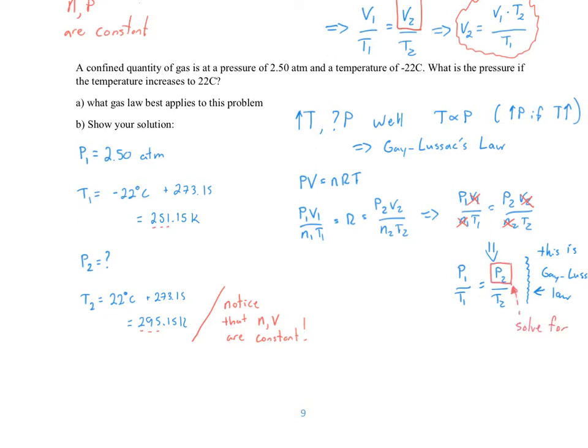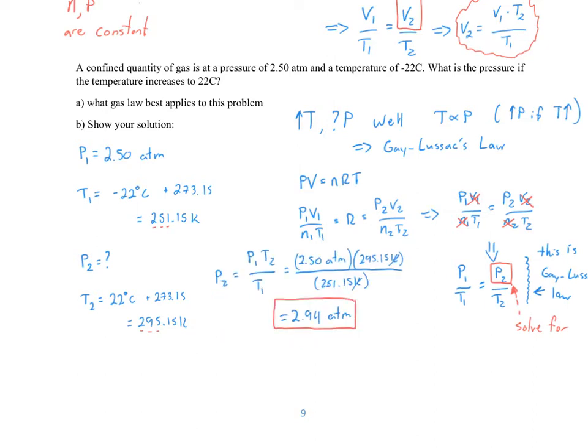Now what we need to do next is solve for P2. That's our missing parameter. So we're going to multiply both sides of this equation by the final temperature, or T2, and we'll be left with a solution for P2. Let's see how that works. So P2 would be equal to P1 times T2 over T1, and then we need to plug in the values for the initial pressure times the final temperature divided by the initial temperature. And if we do that, we get 2.94 atmospheres. That's with 3 significant figures. All right, so that's the second example.